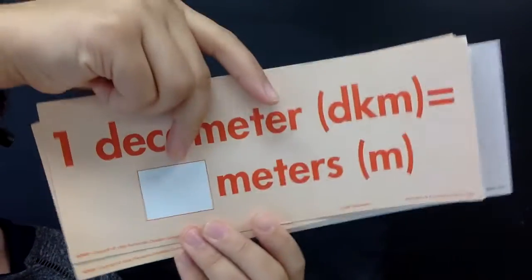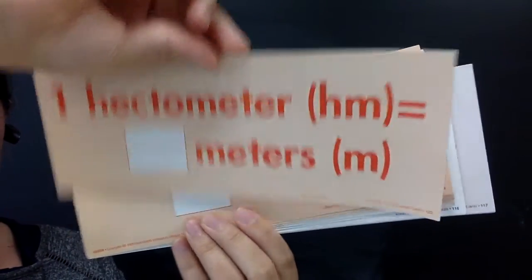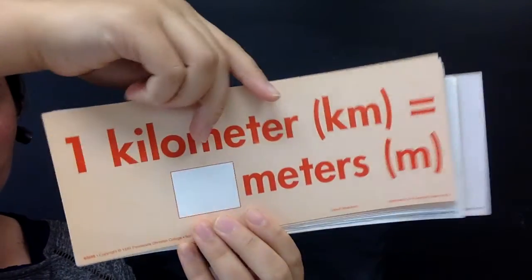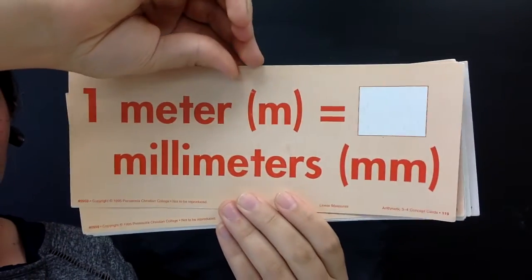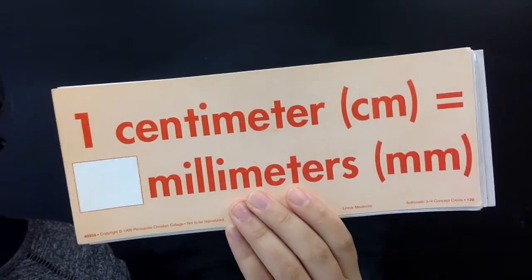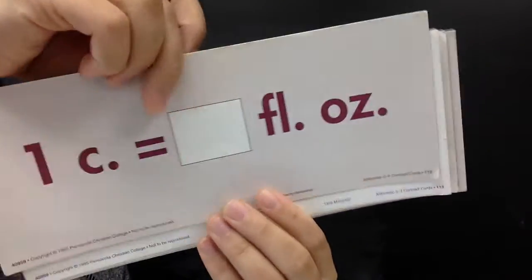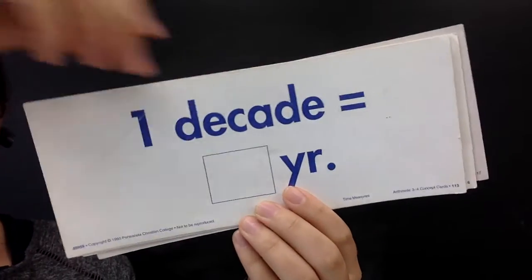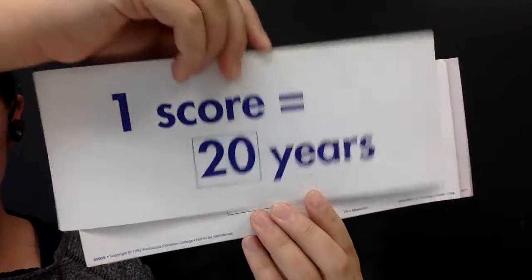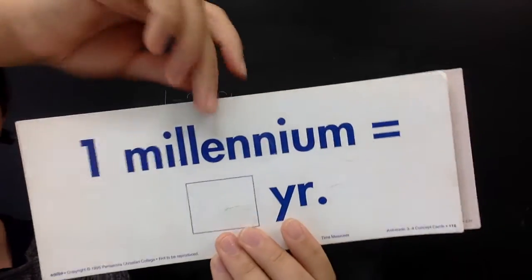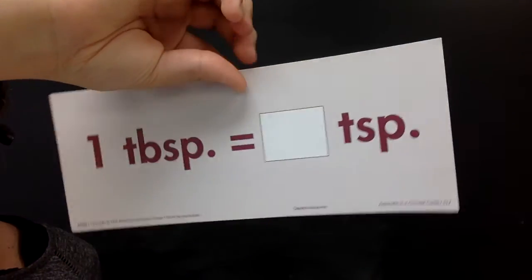10. 1 decameter equals how many meters? 10. 1 hectometer equals how many meters? 100. 1 kilometer equals how many meters? 1,000. 1 meter equals how many millimeters? 1,000. 1 centimeter equals how many millimeters? 10. 1 cup equals how many fluid ounces? 8. 1 decade equals how many years? 10. 1 score equals how many years? 20. 1 millennium equals how many years? 1,000. And 1 tablespoon equals how many teaspoons? 3.